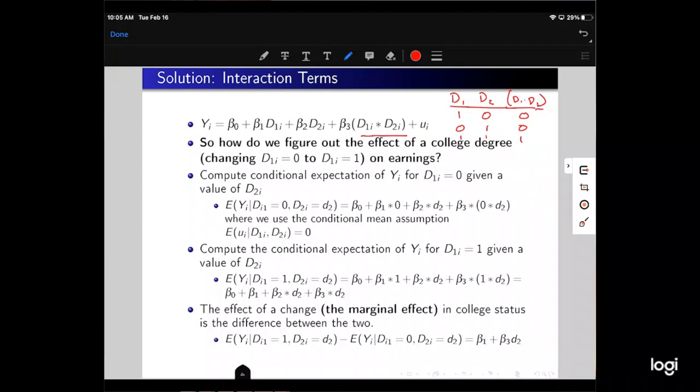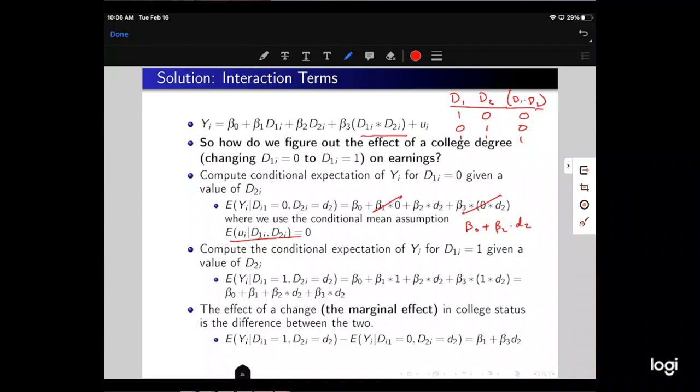So the result is we get beta 0 plus beta 1 times 0 plus beta 2 times d2 plus beta 3 times 0 times d2. So the values that are multiplied by 0 are going to drop out, and we're just going to be left with beta 0 plus beta 2 times d2. And we use the conditional mean assumption that the errors are mean 0.